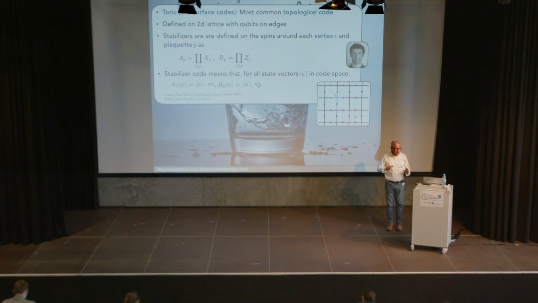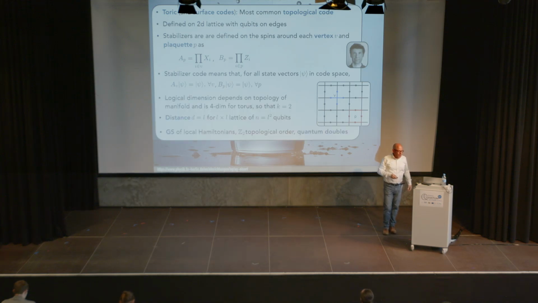So the stabilizer code means that all the state vectors in the code space are in the eigenvalue 1 eigenspace of all these operators, but they are all geometrically local vertex and plaquette operators sitting in this two-dimensional setting, which is a very beautiful way to think about quantum error correction.